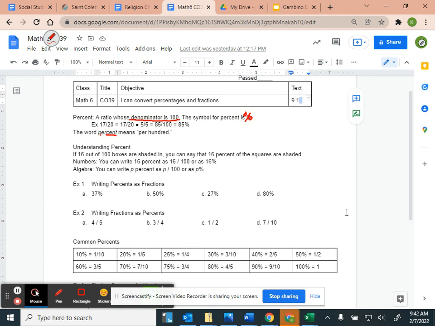So the big thing to remember with percentages, are you all done? Okay. And then Gregory, remember it's Monday, so watch the clock.